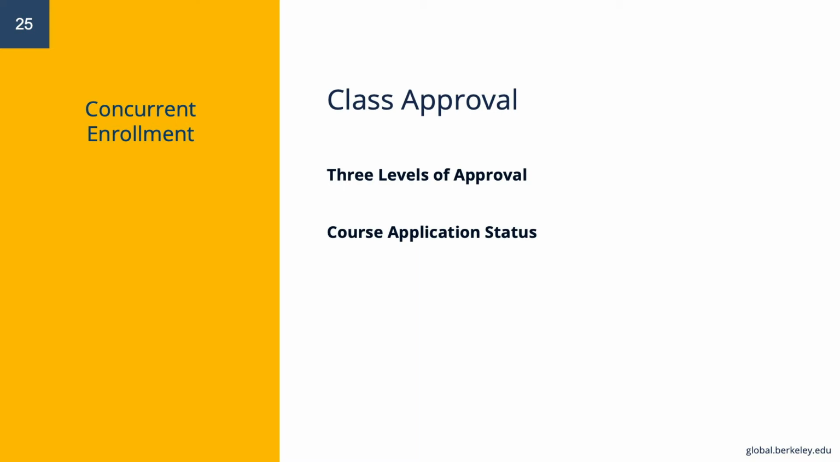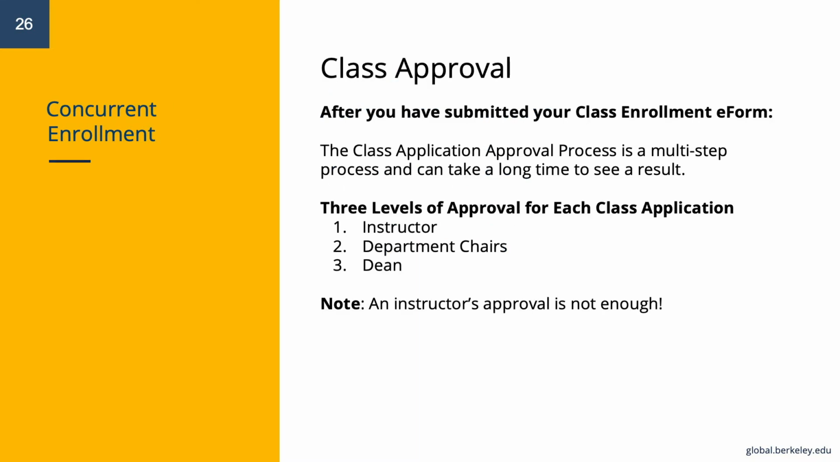Another thing to note is that the class application approval process consists of multiple steps, and it can take some time to see whether or not you have been approved for the class. There are 3 levels of approval that each class application goes through: the instructor level, the department chair level, and finally the level of the dean. I would like to stress here that an instructor's approval is not enough. 2 additional levels of approval are needed for course enrollment. Please keep in mind that the entire approval process may take 2 or 3 weeks before your course approval is finalized.